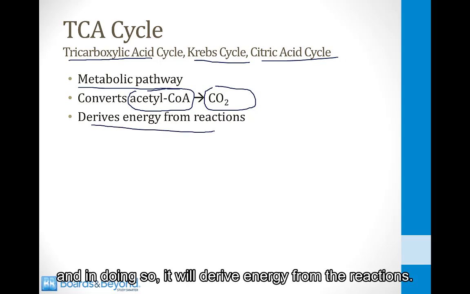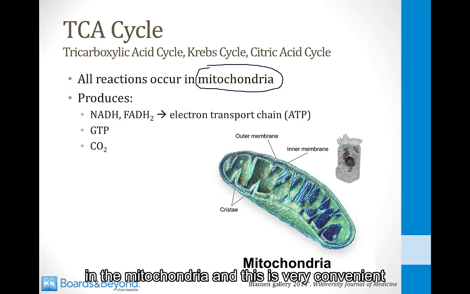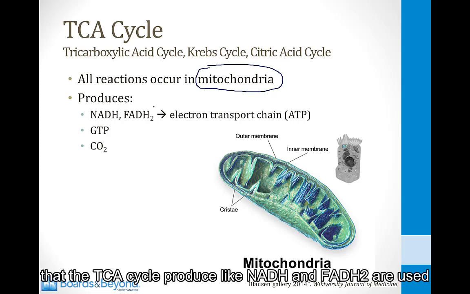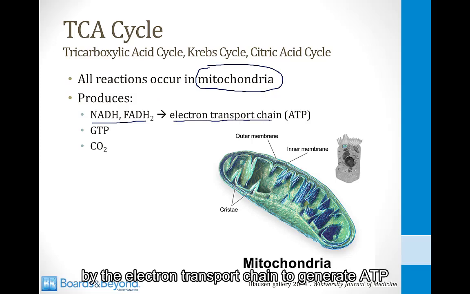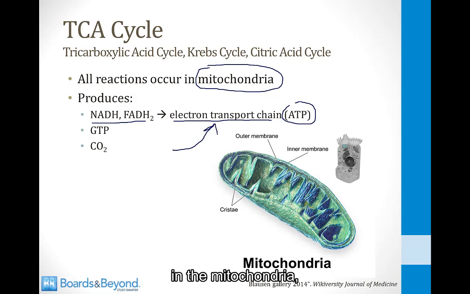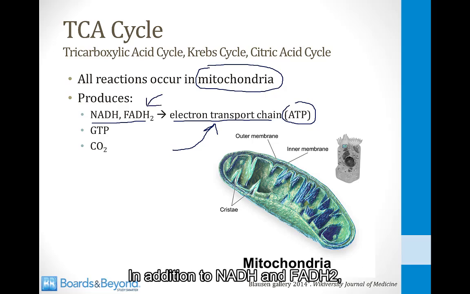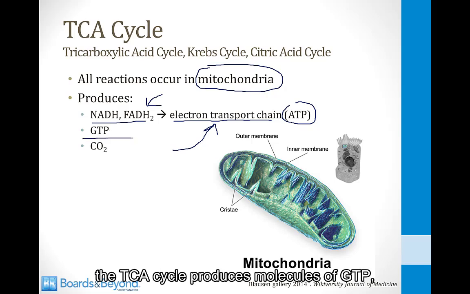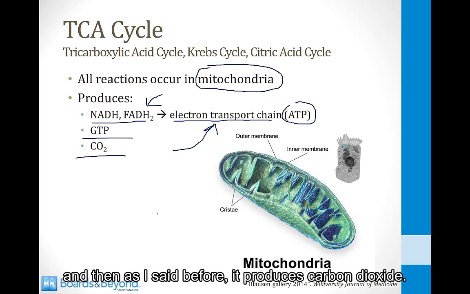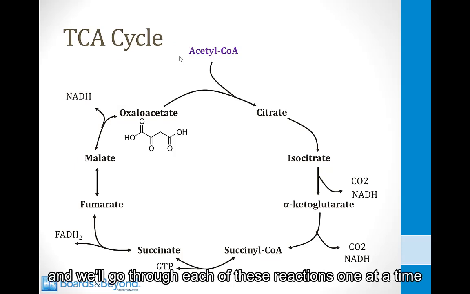from the reactions. All the reactions of the TCA cycle occur in the mitochondria, and this is very convenient because some of the molecules that the TCA cycle produces, like NADH and FADH2, are used by the electron transport chain to generate ATP, and the electron transport chain is also found in the mitochondria, so these molecules are therefore synthesized right where they need to be used. In addition to NADH and FADH2, the TCA cycle produces molecules of GTP, and then, as I said before, it produces carbon dioxide.